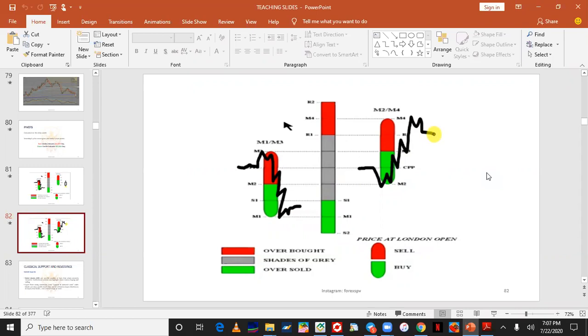Today I'm going to talk on the fear of missing out. Most traders usually enter trades in places where price has already moved. So today I'm going to talk on how you would avoid chasing price in the market.